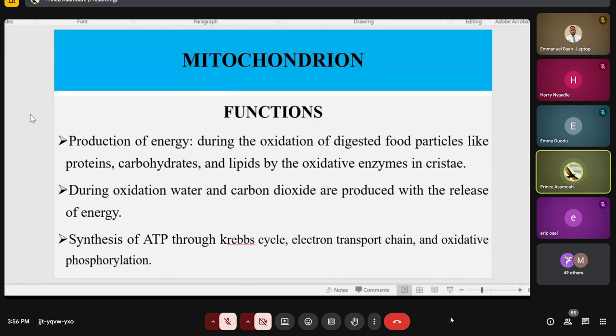And during the production of energy, the body uses both the glucose and oxygen. The body needs oxygen, the oxygen in our blood that you are breathing in.